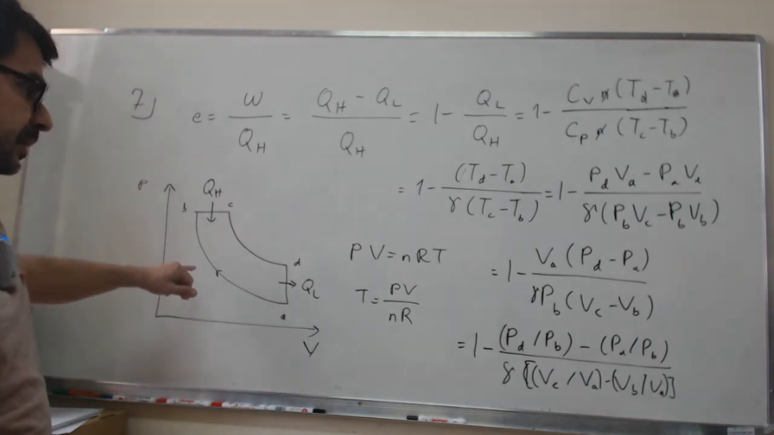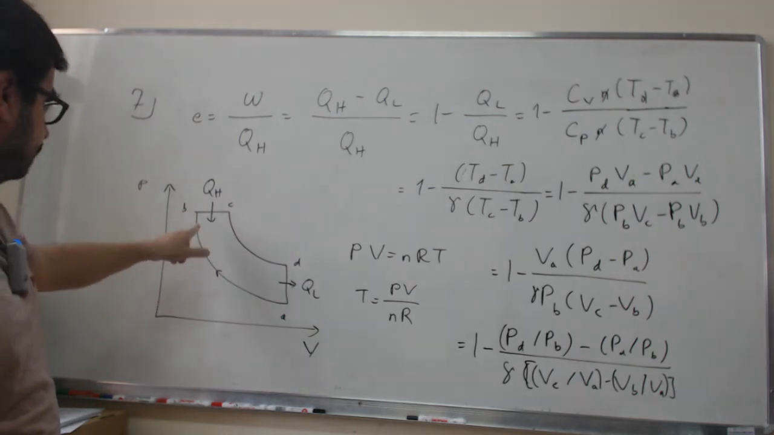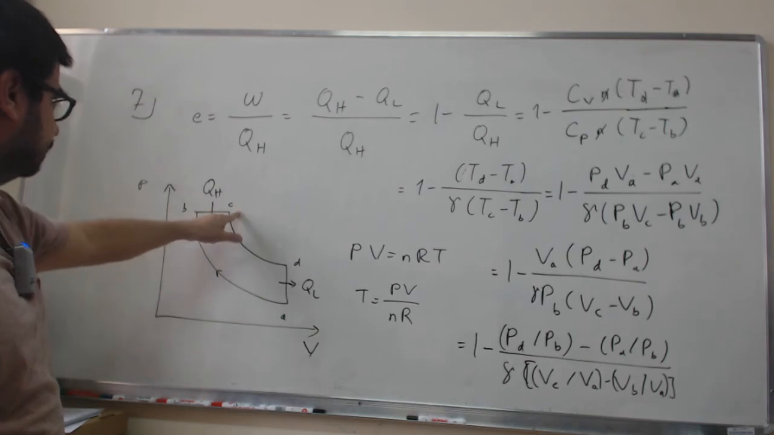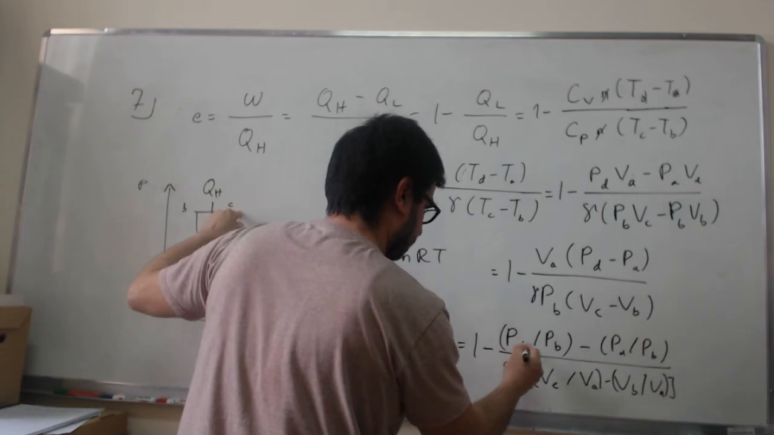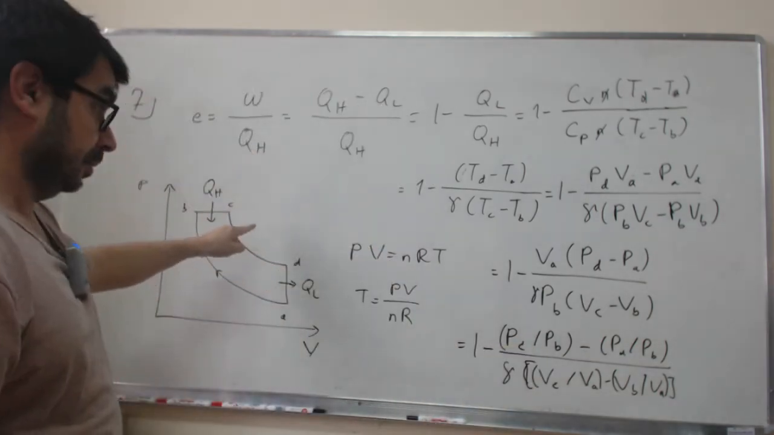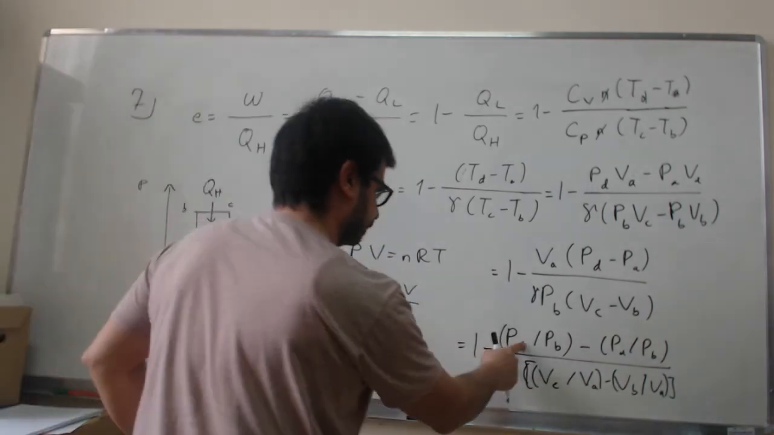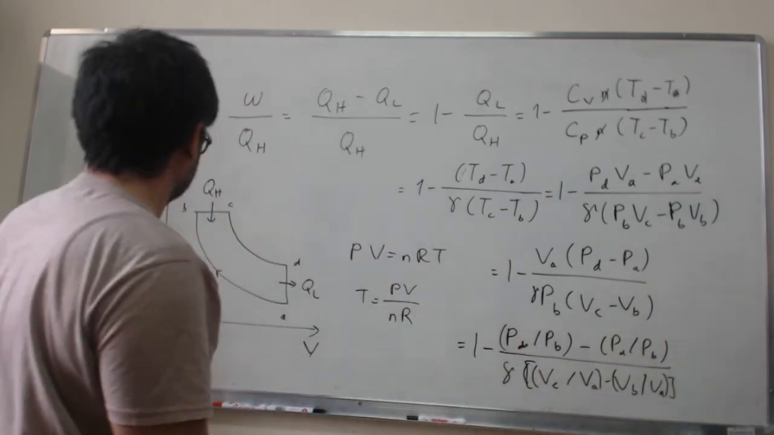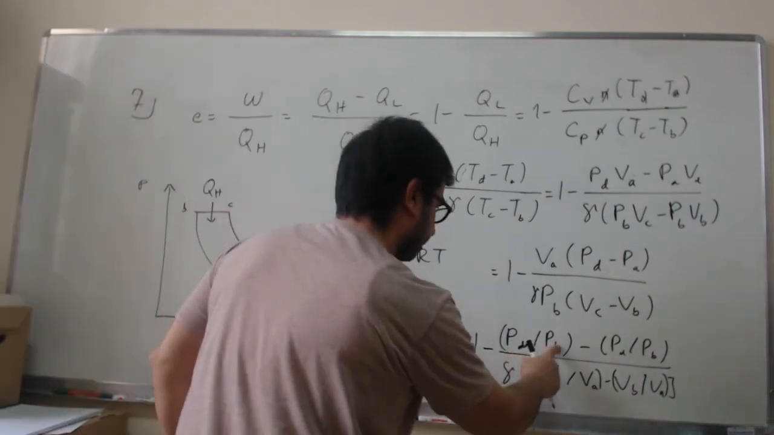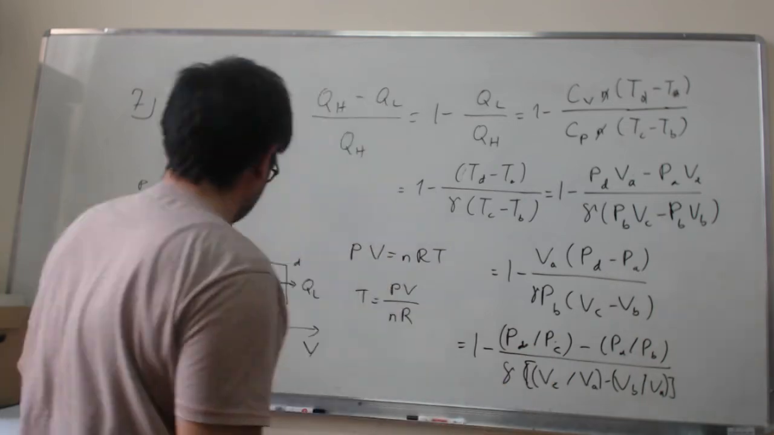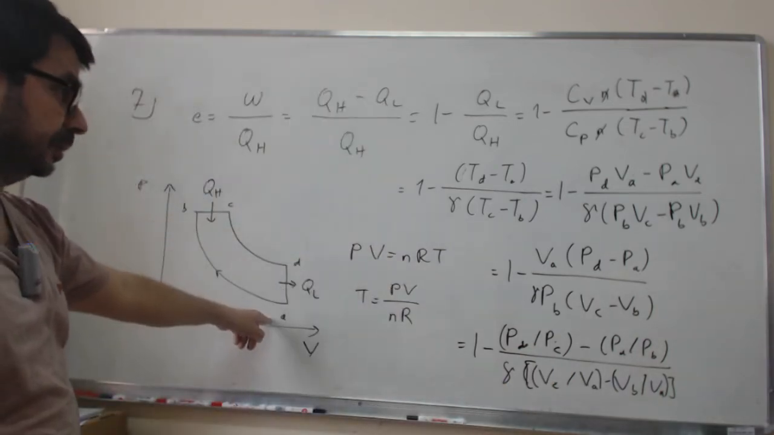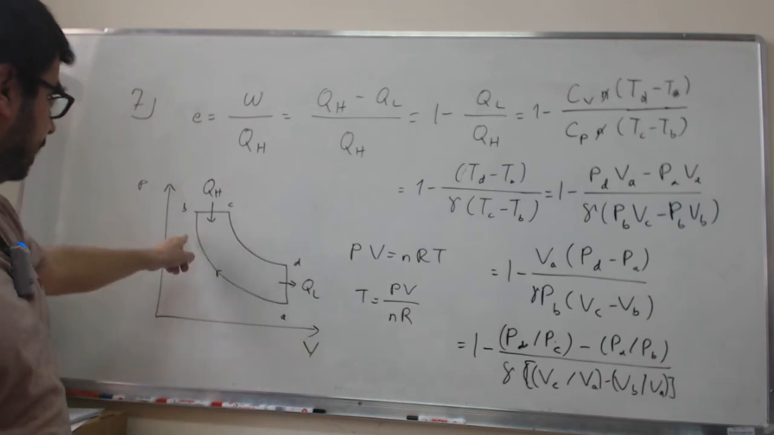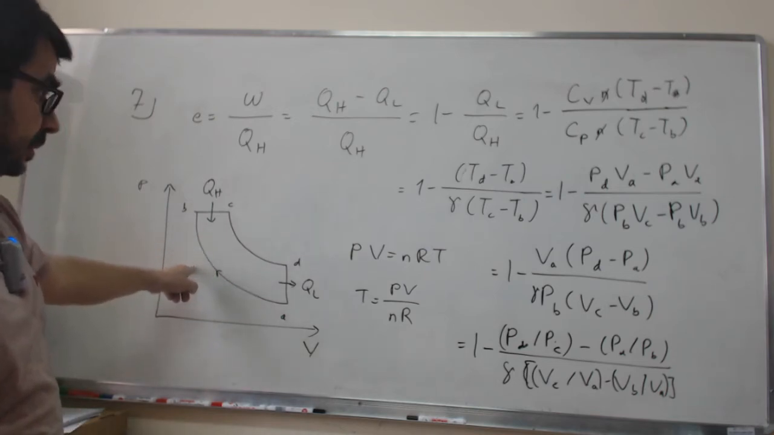So that's PD, PB. Well, this is perhaps better to put at PC rather than D. So make this PC. Instead of B, I'm going to use C. But for this, I'm going to keep that, because PA and PB are going to be related by an adiabatic cycle.